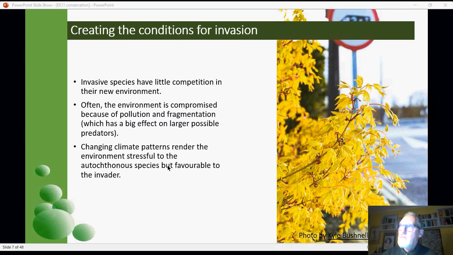Okay, and then of course the changing climate patterns can make life difficult for the species which are local, but which might be perfectly suitable for the invader. In fact, quite often there are some examples. The example would be the mosquitoes. There are examples of creeping gradual climate change, which allows the invader to actually just extend its range.